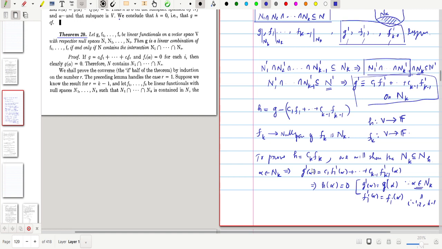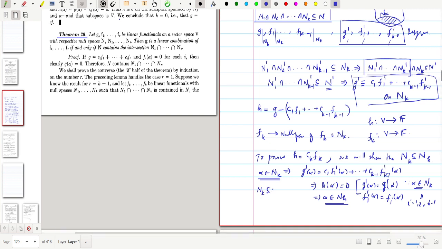From that you can write G prime of alpha as G of alpha. Then G of alpha is equal to C1 F1 of alpha plus etc., CK minus 1 FK minus 1 of alpha. That implies H of alpha equal to 0. Then we have alpha is an element of NH. Now alpha belongs to NK implies alpha belongs to NH. What is the consequence of this? NK is contained in NH.